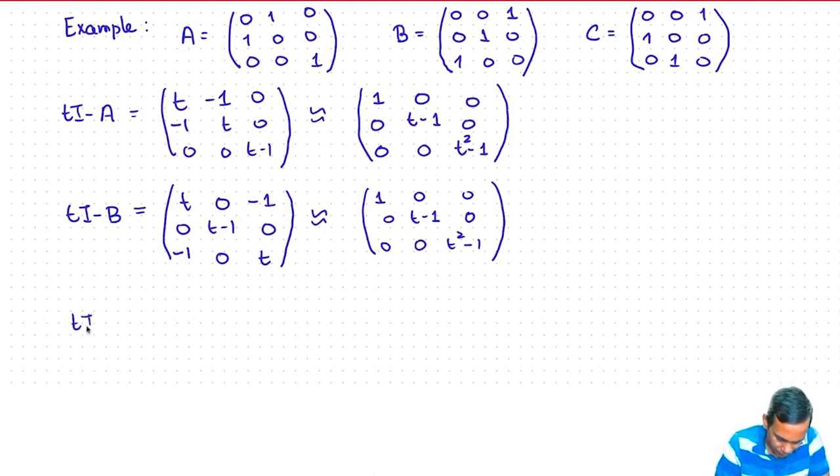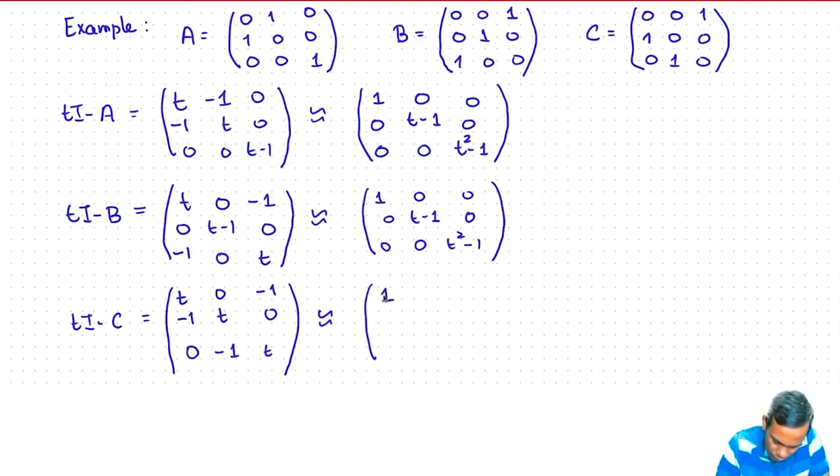What about C? So we'll have t, 0, minus 1, minus 1, t, 0, and we have 0, minus 1. The GCD of all the entries is 1, of course, but even the 2 by 2 minors include a 1. For example, this bottom left minor here is just minus 1, so up to a unit it's 1. So the first two diagonal entries in the Smith form are 1, and the last entry is just going to be the determinant. You have to work out the determinant, and you can check that it is t cubed minus 1. So what we see is that A is similar to B, but these are not similar to C.